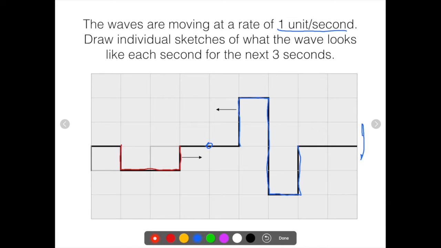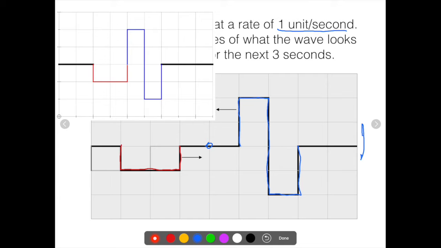All right, so here's our first second. You can see that the red one here has moved into the right one. It was in this position right here, and it's just moved over to the right 1 space, because that's what it says. It's moving to the right at a rate of 1 unit per second. Okay, the blue one, similar. See, it was 1, 2 spaces over from the right. Now it's 1, 2, 3 spaces over from the right. The rest of the shape has stayed the same, right?